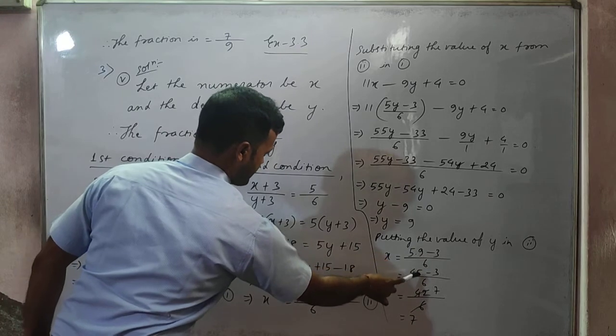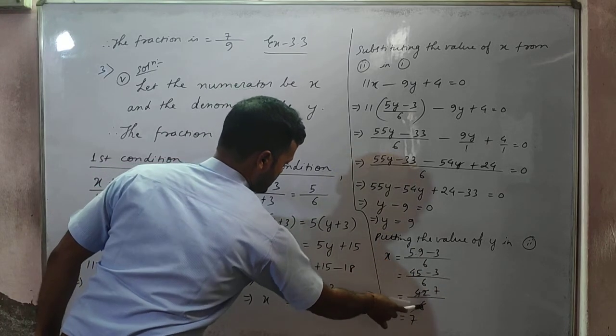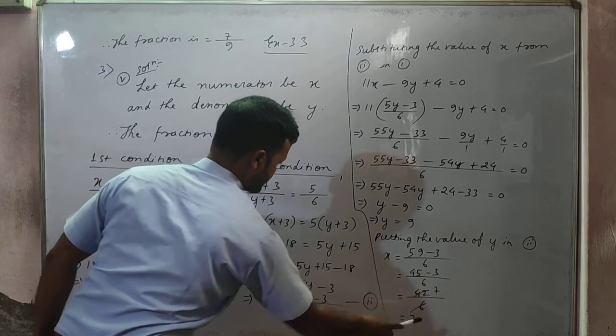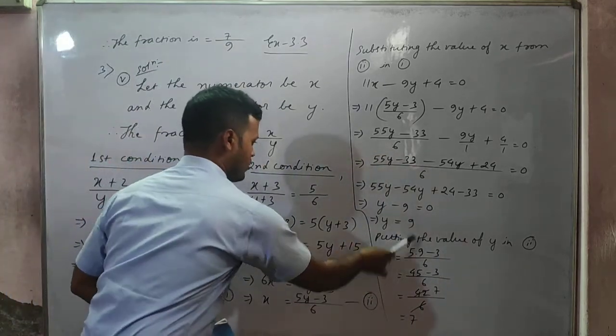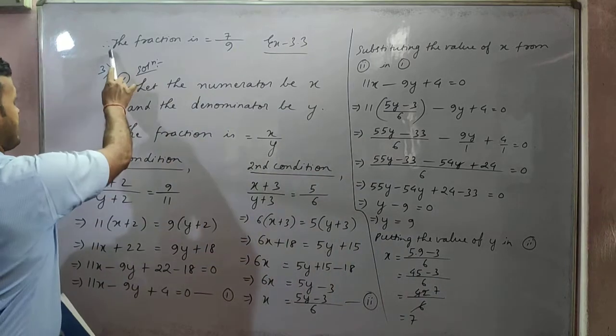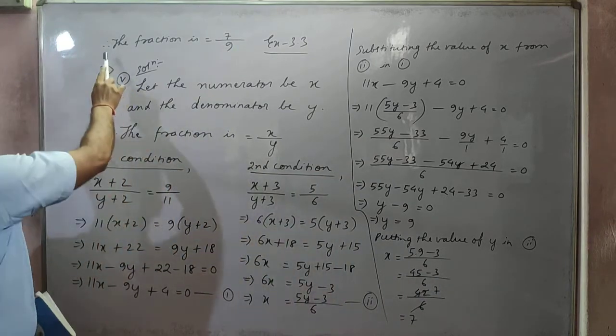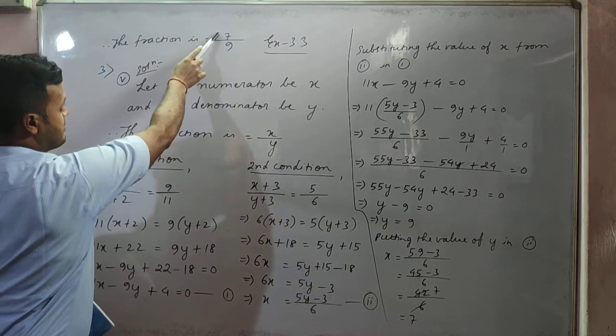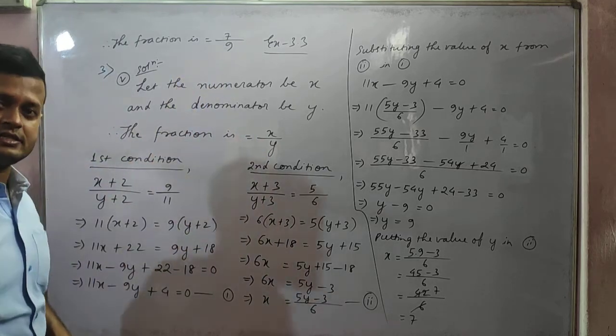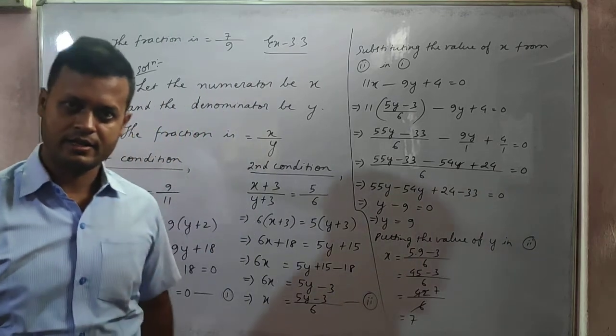So 5 into 9, 45. 45 minus 3 is how much? 42. 42 you cancel with 6, 7 times. So x is equal to 7. Therefore, x is 7 and y is 9. Therefore, the fraction, this is the last part, is equal to numerator by denominator. What is the numerator? 7. And the denominator is 9. So the answer is 7 by 9.